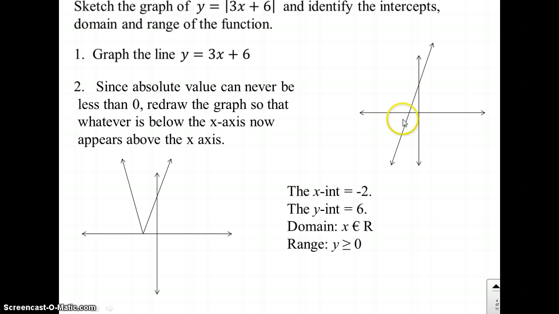Identify the x-intercept. Well, it still is -2, just like it was on the original graph of the line y equals 3x plus 6. So the x-intercept is -2. The y-intercept is +6, just like it stayed. The domain: x can still be any real number. The range used to be any real number for the line, but for the absolute value, now the range is y must be greater than or equal to 0. There is no negative when we take absolute value. Note that the x-intercepts do not change from the line to the absolute value. It's at -2.